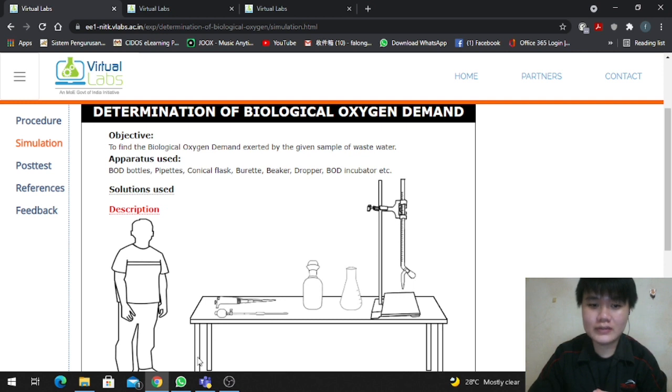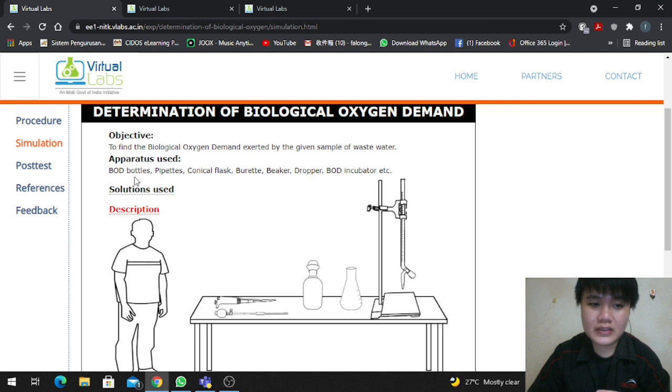19F1001. Today I want to do the experiment about the determination of the biological oxygen demand. Objective: to find the biological oxygen demand exerted by the given sample of wastewater.